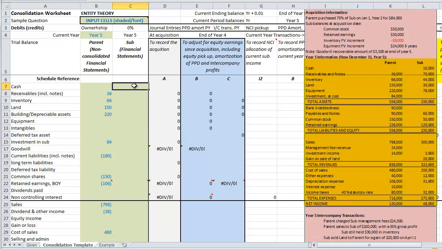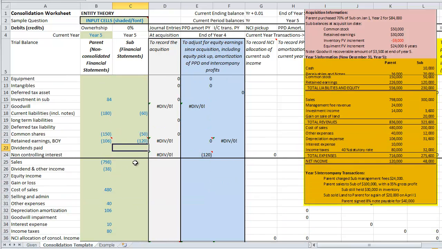So the subsidiary actually has $10,000 in cash, $70,000 in receivables and notes, $44,000 in inventory, $30,000 in land, $76,000 in equipment. And then under the liabilities, they have $60,000 in payables, and they have $50,000 in common stock, and $120,000 in retained earnings. On the income statement, they have $300,000 in sales, and they have some investment income of $3,600, so minus 3.6. And they have a little bit of gain or loss on some land that they've sold of $20,000. So that's again a credit balance.